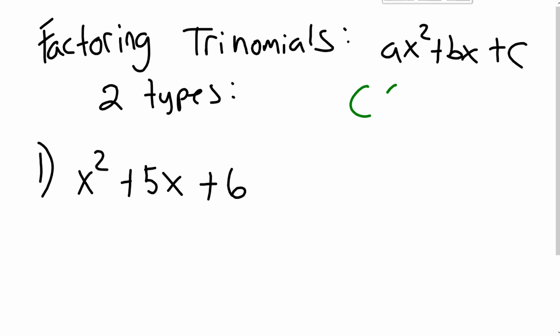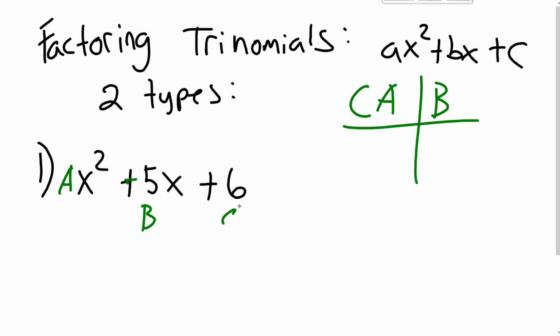If you were in my class before, CAB, you could do the reverse box method, a reverse FOIL kind of thing. You might have to guess and check, that might work too. Here's your A, here's your B, that's a plus sign, and here's your C. So I take A times C, so 1 times 6 is 6, and then my B is 5. Then I ask myself what times what is 6, so that's 2 and 3, that is also 1 and 6. And whatever the sign is, it's positive here, so these can either both be negative or both be positive. I look at the sign here, it's positive, so they're both going to need to be positive.